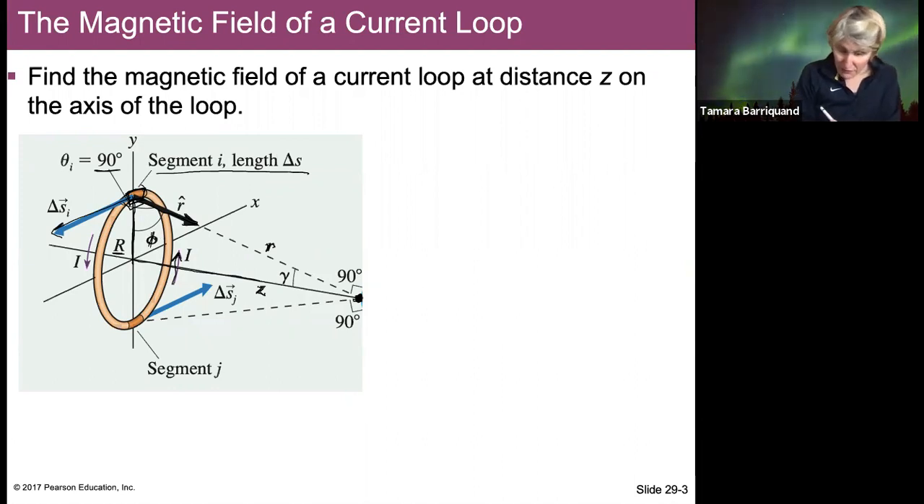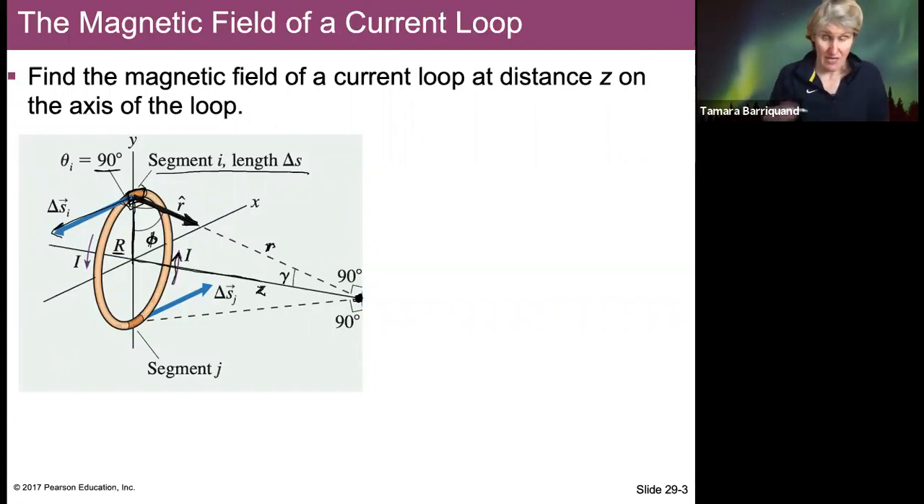And so if we want to find out what the magnetic field is at point Z due to segment I, we of course want to find the direction of that magnetic field. Then we can use the Biot-Savart law to tell us the magnitude of the magnetic field due to segment I. And then we can sum up over all the different little segments around our loop to get the total magnetic field at point Z. So first, let's figure out what would be the direction of the magnetic field due just to segment I.